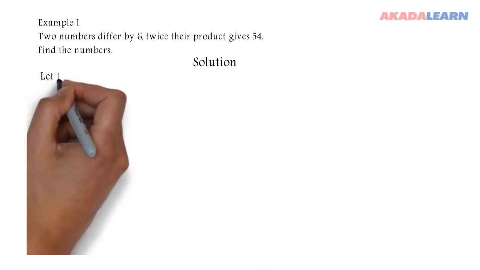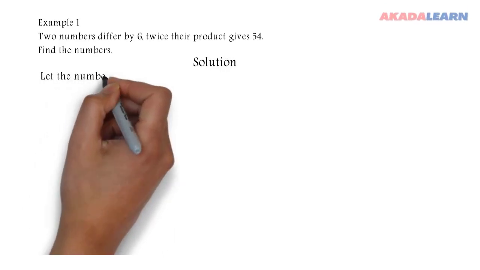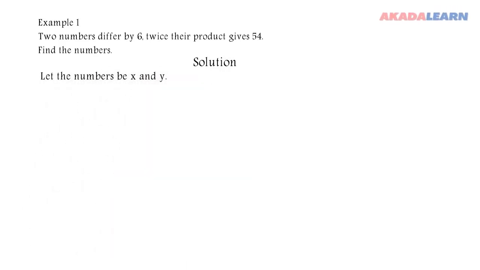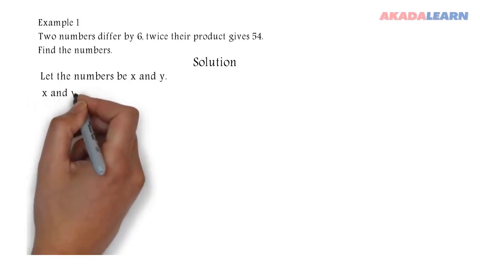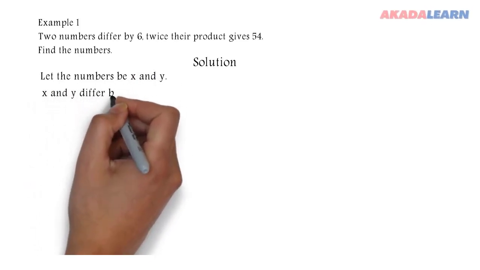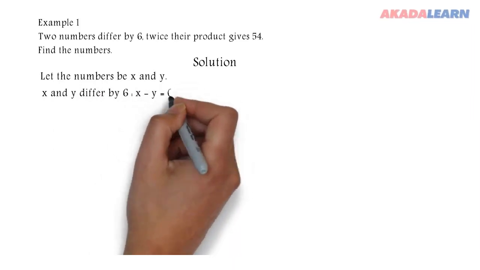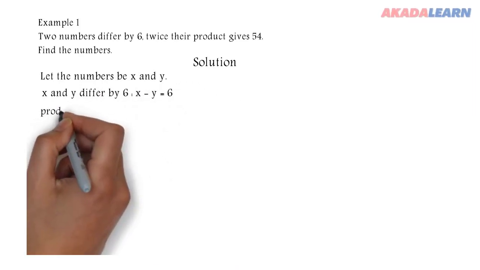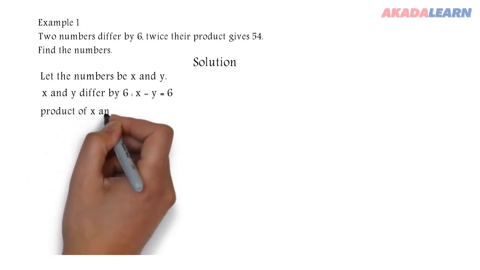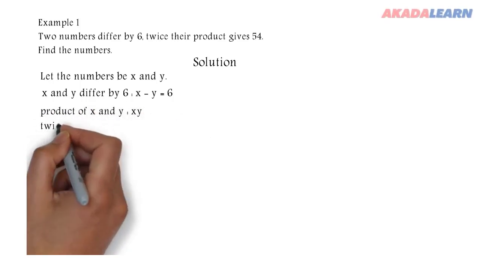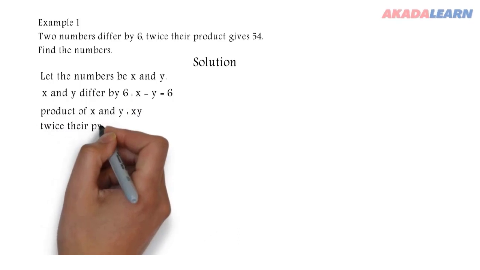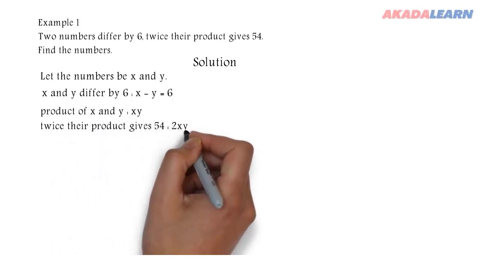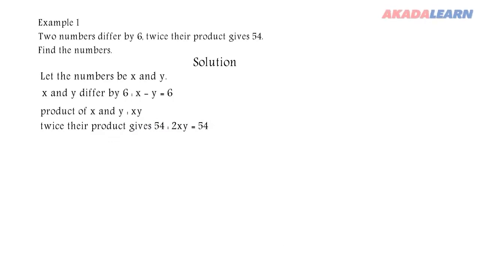First, we are going to represent those two numbers with two variables. So let's say x and y. x and y differ by 6, which can be written mathematically as x minus y equals 6. Now, the product of x and y is xy. We are told that twice the product of x and y gives 54, meaning 2xy equals 54.